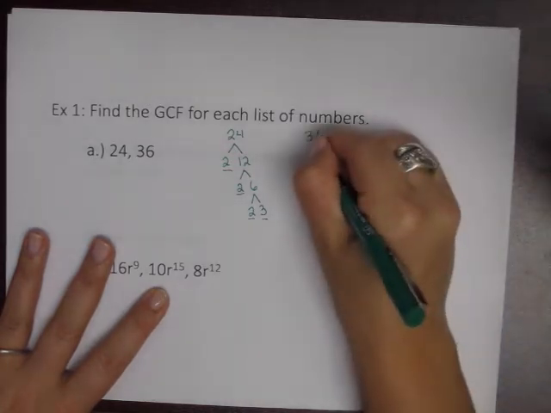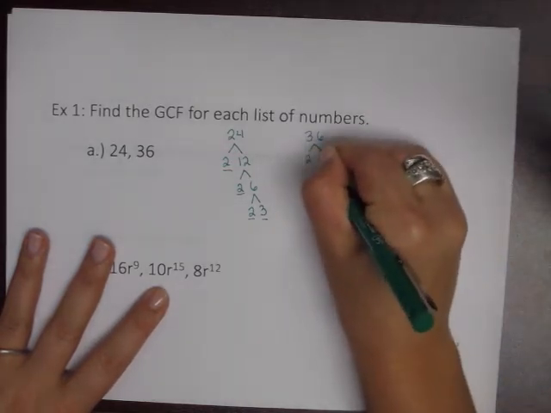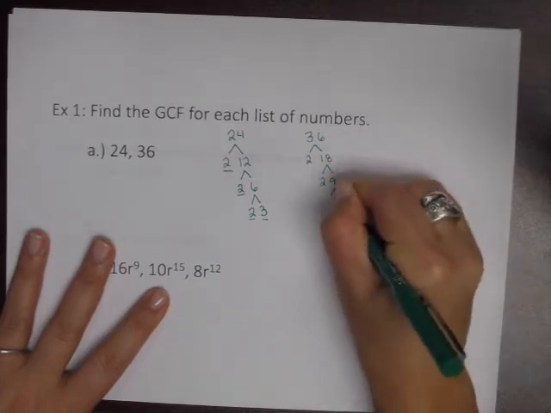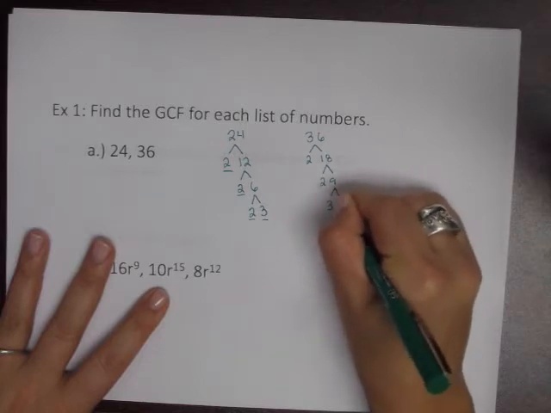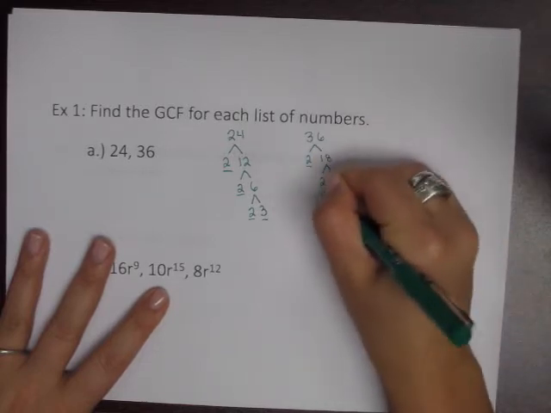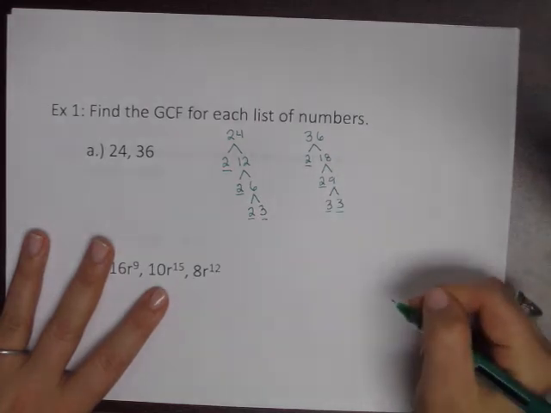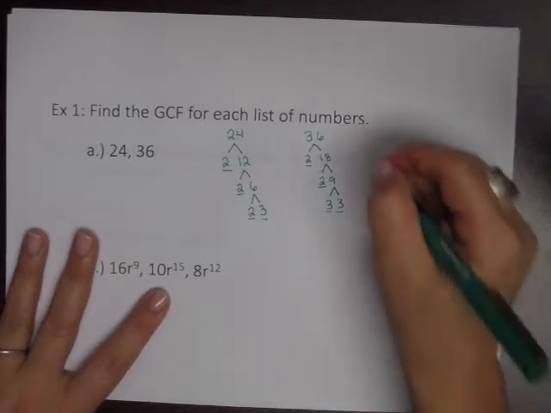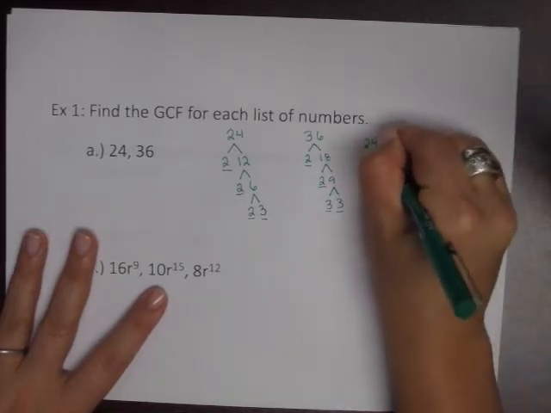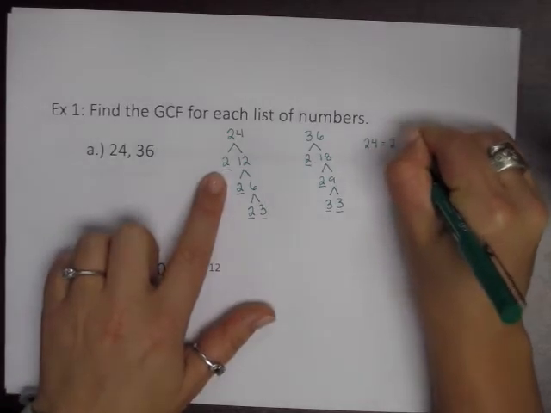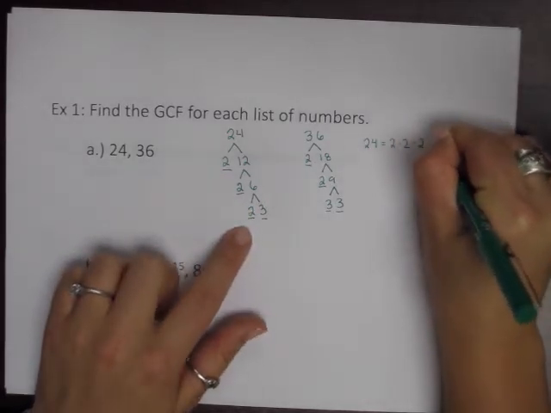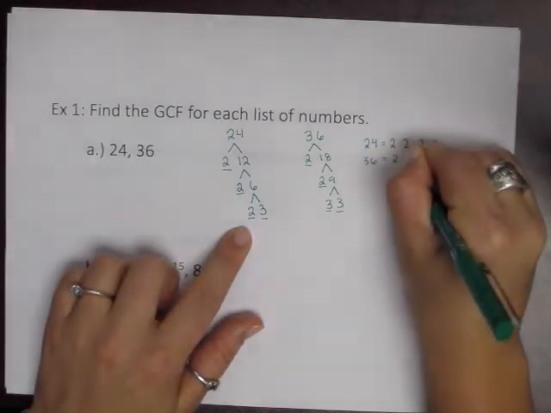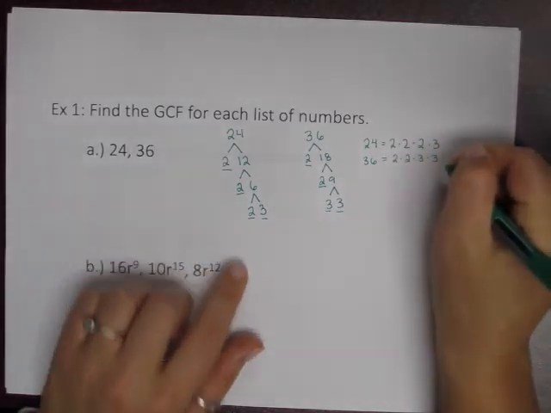Alright, so let's do it with 36. 36 is even, so that's 2 and 18. Then for 18, it's going to be 2 and 9. And then for 9, it's going to be 3 and 3. So I know that I'm finished because I have all prime numbers. So that's step 1. Step 2 is we have to list the common factors. So I write out 24 equals, and then I write down my prime numbers, 2 times 2 times 2 times 3. And then for 36, it is 2 times 2 times 3 times 3.